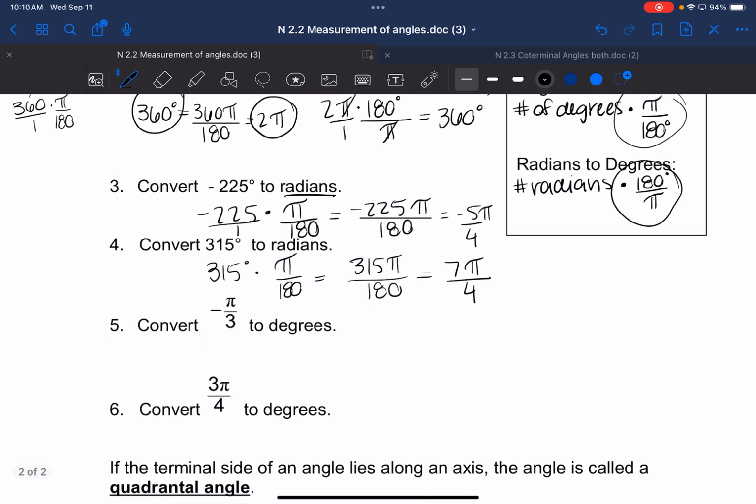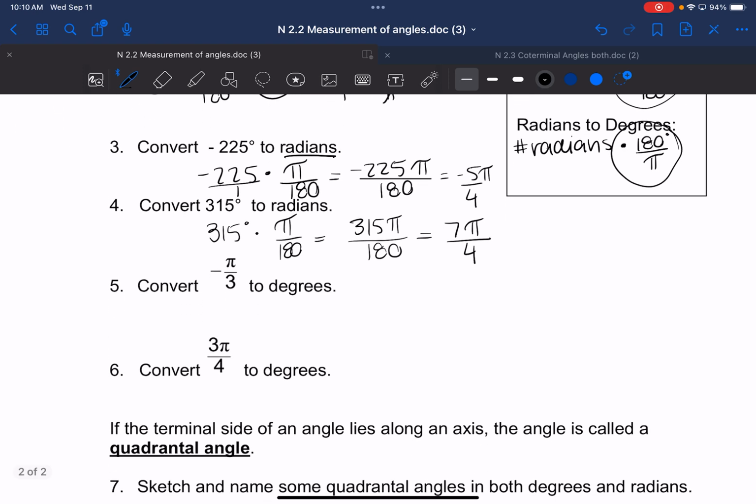Okay? Number 5, now we're converting radians to degrees. So now I'm using our second formula. So I'm going to have negative pi thirds times 180 over pi. Well, what's going to happen to pi? Right. So I've got negative times 180, which would just be negative 180, over 3, which is negative 60. Good. So this would be equivalent to negative 60 degrees.